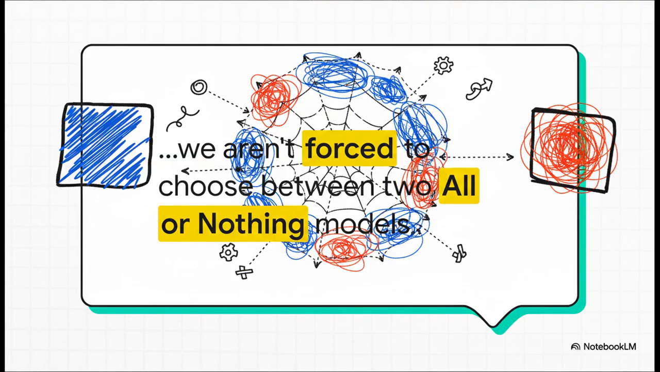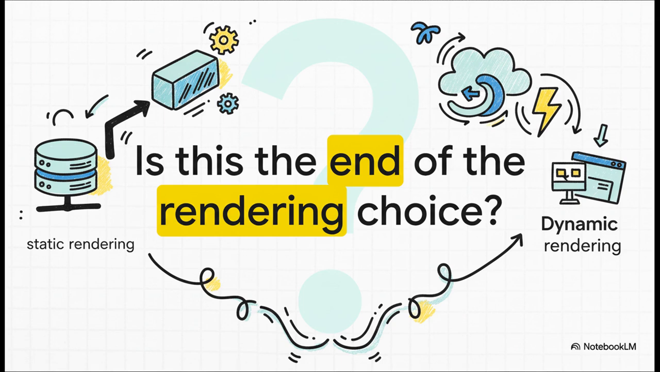And this brings us right back to where we started. To put it simply, we are no longer forced to choose between these two extreme all-or-nothing models. This is the answer to that conflict we talked about at the beginning, a way to finally escape that false choice between making something fast or making it dynamic. So it leaves us with a pretty big question for the future of web development. If we have a new default that automatically gives us the best parts of both static and dynamic rendering, are we looking at the end of even having to think about a rendering choice at all? It's definitely a powerful idea to think about.